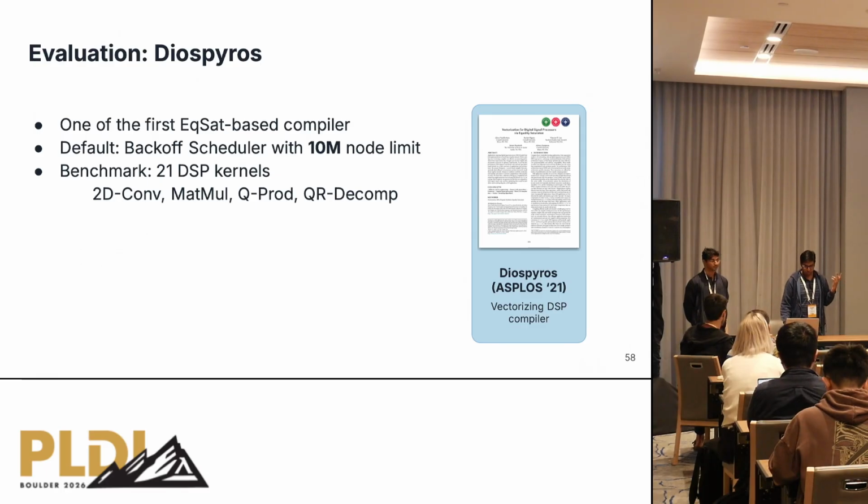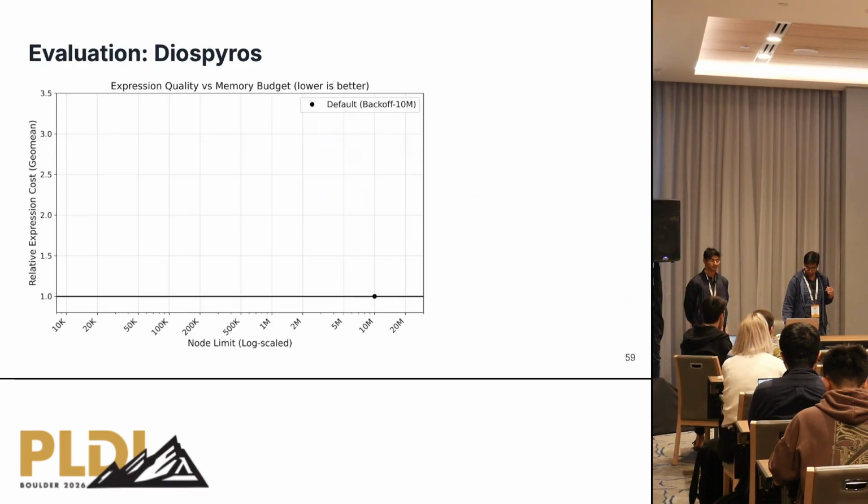Finally, we have the evaluation on DSPROS, which is a compiler application for DSP vectorization. The developers for DSPROS prefer to use 10 million as the node limit when they were benchmarking the 21 DSP kernels. So we do a similar experiment as Herbie, though this time the default is backoff at 10 million. And we see that when we pick smaller node limits like 10K or even 100K, it leads to higher expression cost, which justifies the developers' choice of using 10 million as the default node limit.